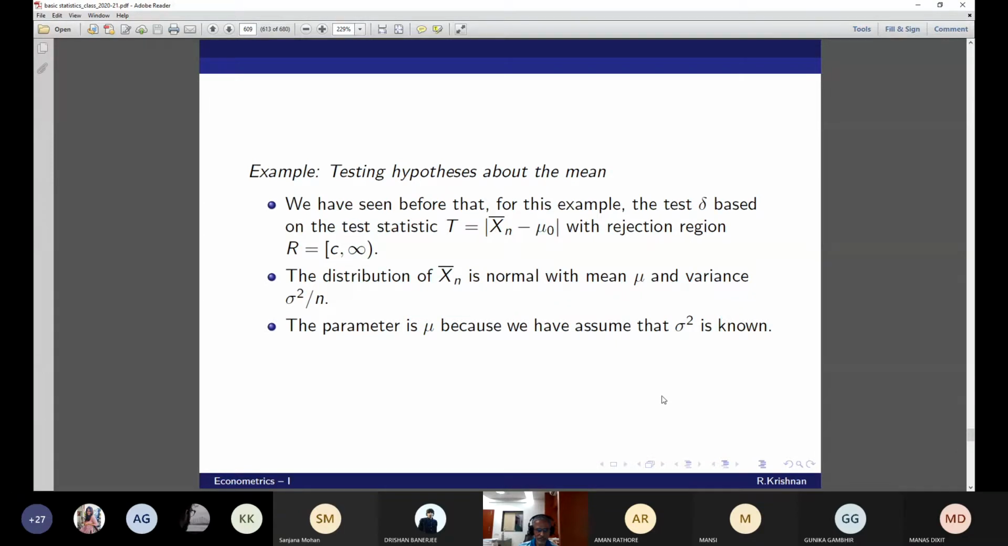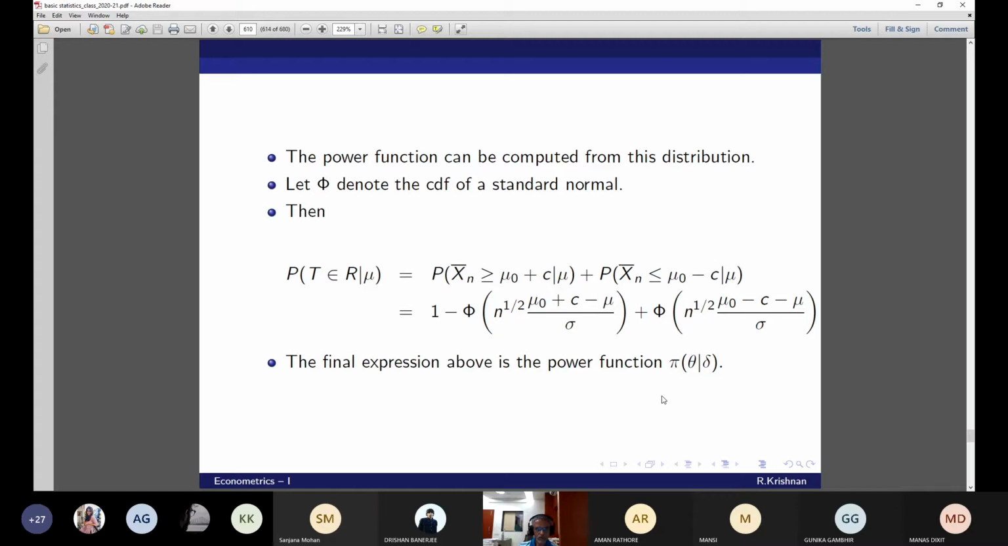That is going to take us to another concept, which is called confidence intervals. So I'm going to introduce confidence intervals to you and then come back to this test. Till I say otherwise, we assume that mu is unknown, but sigma square is known. The power function can be computed from this distribution. Let capital Phi denote the CDF of a standard normal. T is in the rejection region R, which is this.